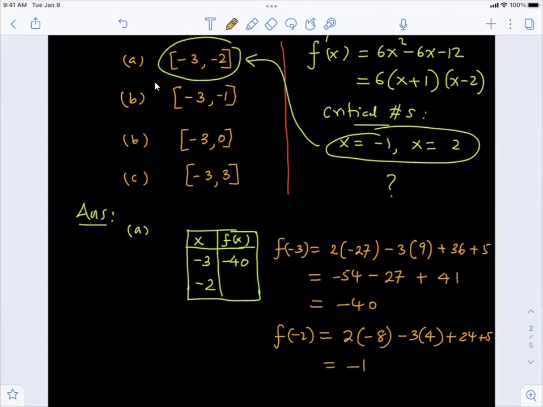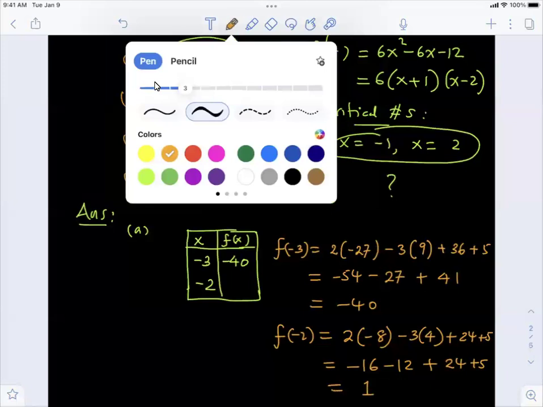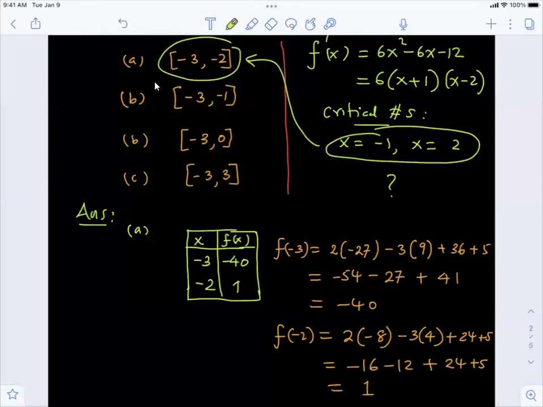And you're going to get negative 16 minus 12 plus 24 plus 5. So we can see this would count for negative 28. And with this, it's going to be negative 4 plus 1. It's going to be just a positive 1. So that brings us the second value. That's going to be just positive 1.